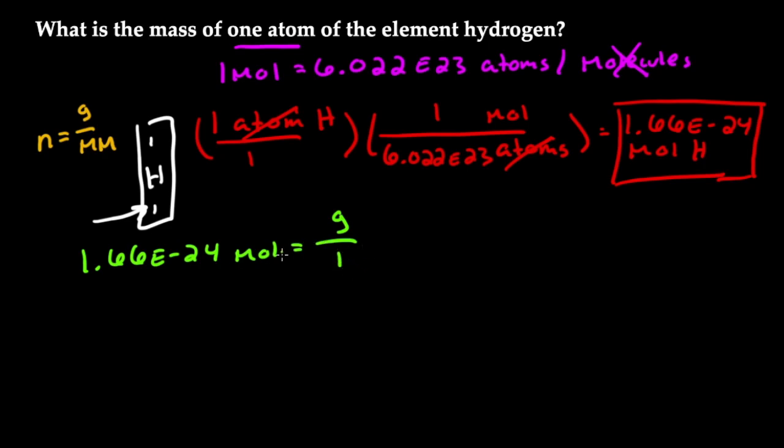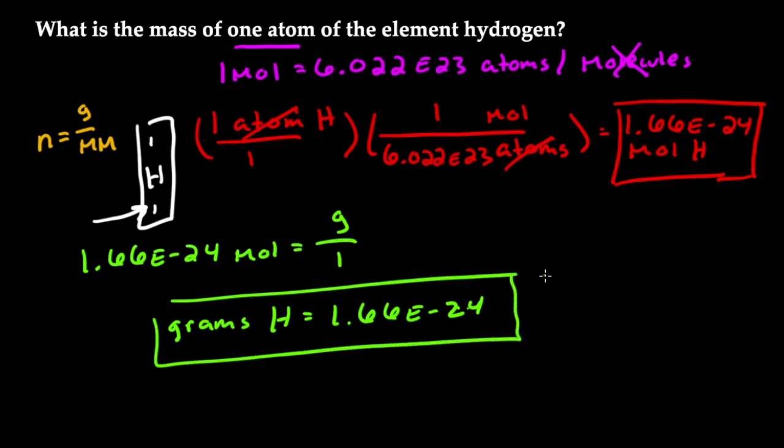And so when we do this equation by multiplying both sides by 1, we're going to get the amount in grams. That's going to be the grams of hydrogen. It's going to be 1.66 times 10 to the negative 24 power, and that's going to be the answer right in here. So this will be the answer for this question.